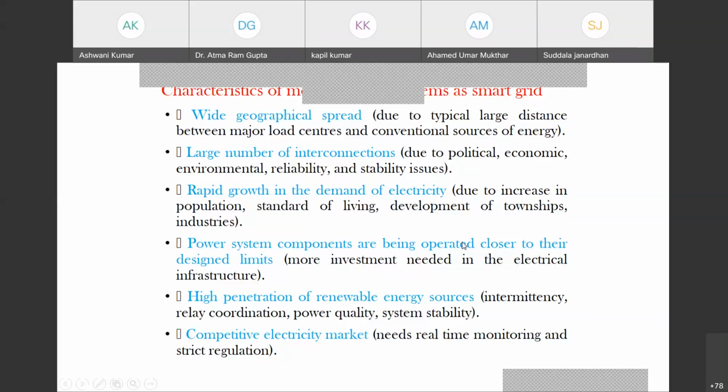There is a rapid growth in the demand for electricity, 7 to 10% if you see globally, because of the increase in population pressure, the standard of living of the people, and the development of industries, townships, small or big industries. So there is huge pressure for the demand of electricity. The network is very typical today because of the overloading situation, and this has to be taken care of for the security of the system. Power system components have to be operated judiciously and economically, because we cannot build the transmission system for all the generating companies. So we have to use this path economically.